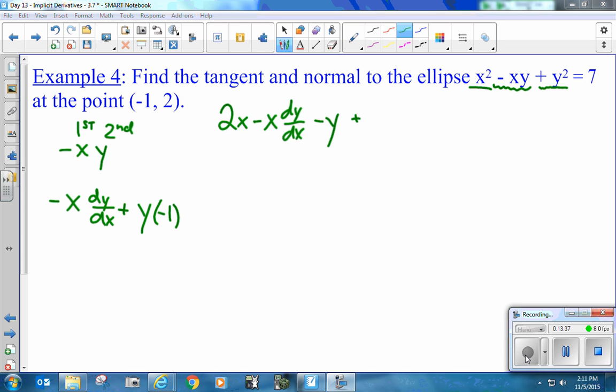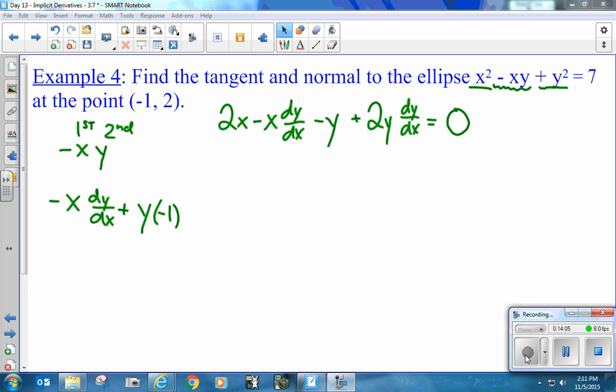So it's plus 2 what? 2y. You keep the y. Like if that was x squared, it would be 2x. Do the same thing, it's 2y. So since it's y, you can slap a dy dx after it. 2y dy dx equals what? 0. Don't forget, it's not 7, it's the derivative of 7. The derivative of any constant is 0.